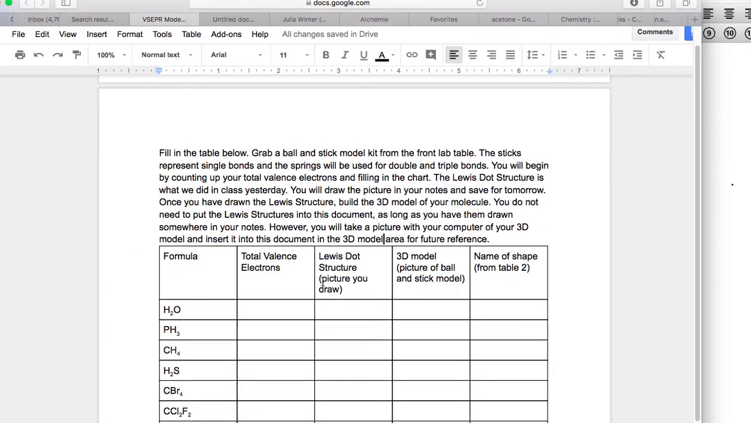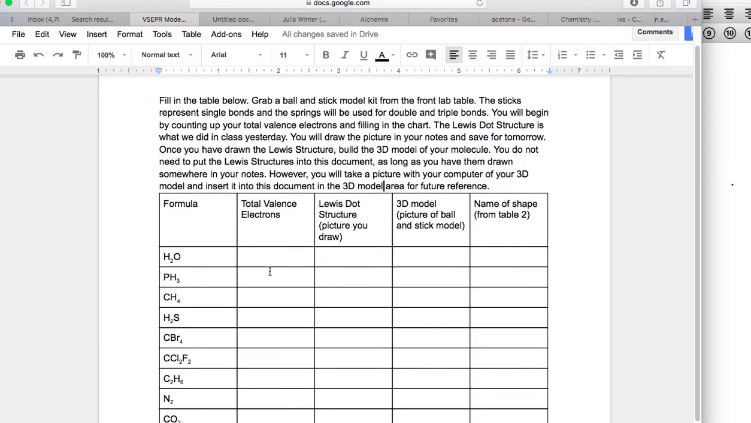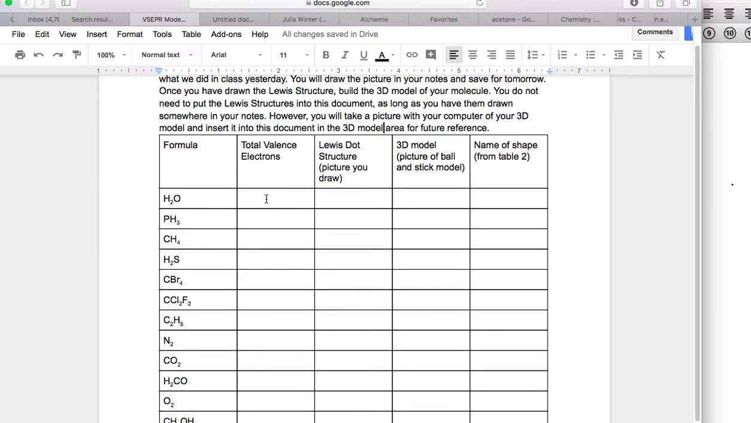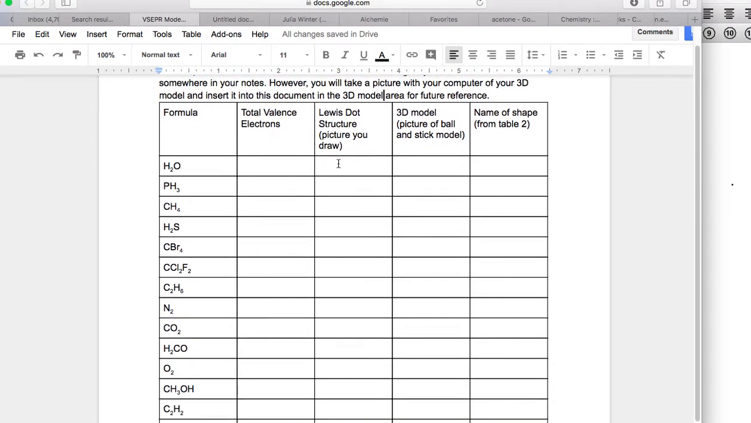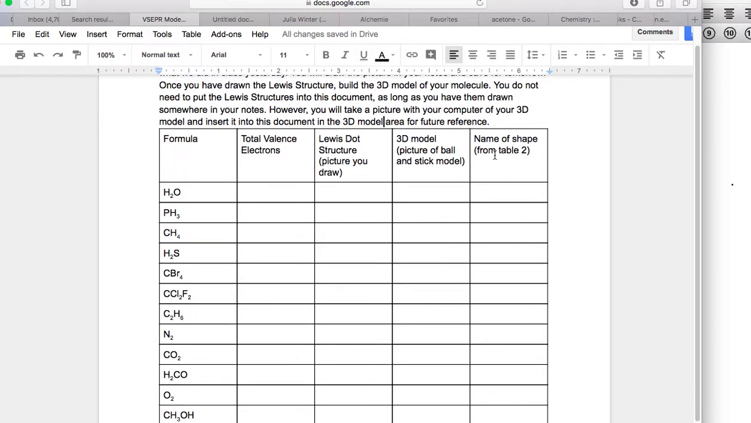So how you guys do your assignment is you're going to count up your total of valence electrons. You can give me pairs if you want to. You're going to draw your picture. You're going to take a picture of the actual 3D model when you build it, and then you're going to give the name of the shape. That's it for now. We're not talking angles. We're not talking polarity. We're not talking hybrids. Some of you guys heard me say that. Gen Chem, you don't have to worry about the hybrids, so ignore what I just said.